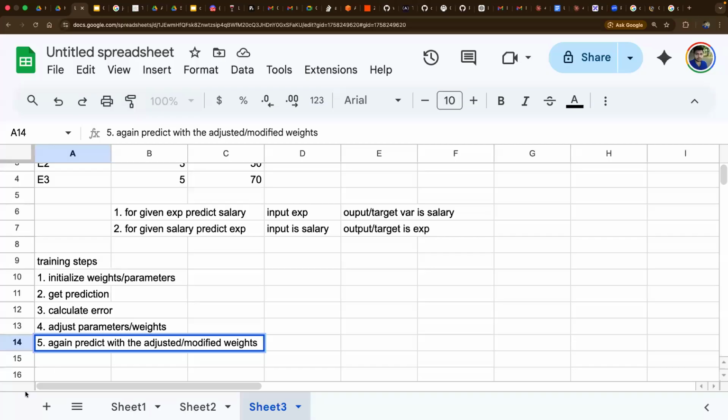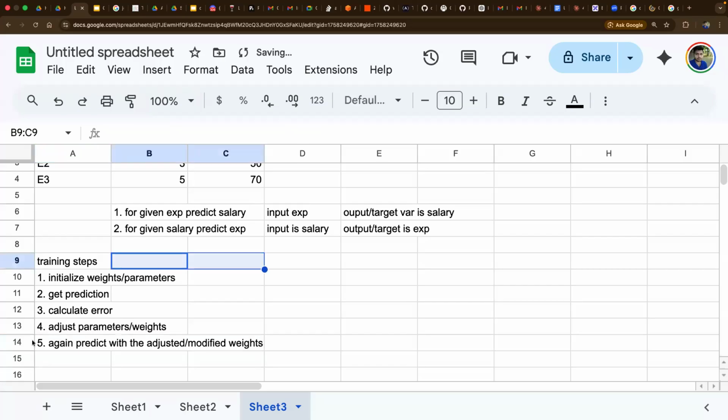But what happens in reality is, let us say, and one more thing I want to clarify here, from this point to this point, adjust parameters. This we call as one epoch. One epoch or one pass, you can say.